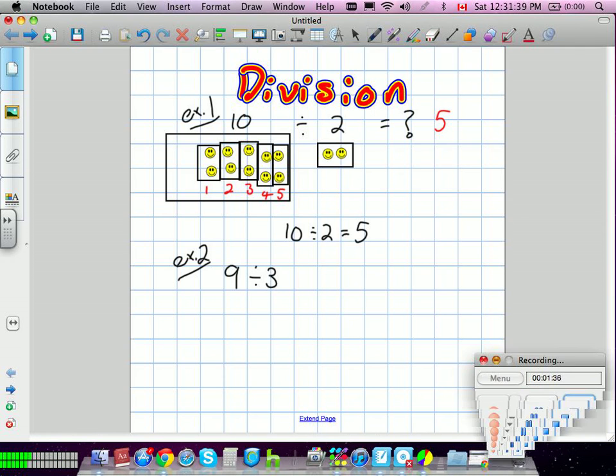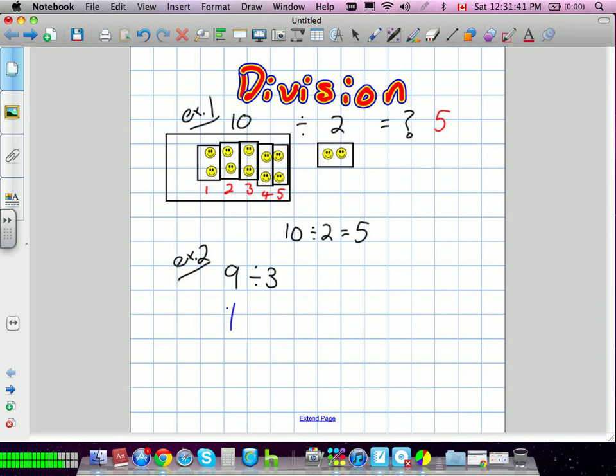So, example 2. The question asks us, what is 9 divided by 3? So we're going to set it up by grouping. We always take our first term here, and we make that many items. That's going to be the large group. So let's use stars. So we have 1, 2, 3, 4, 5, 6, 7, 8, 9. I have 9 stars. Now, what they're asking us is to put it into groups of what number? 3. Very good.